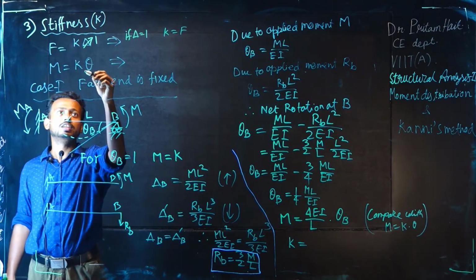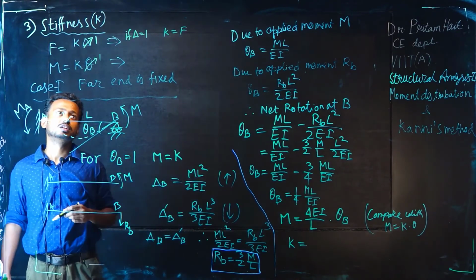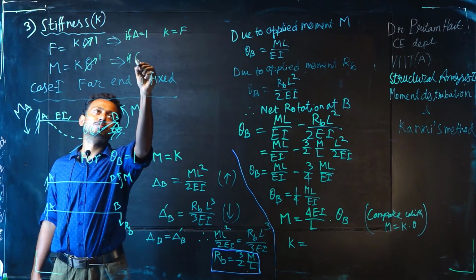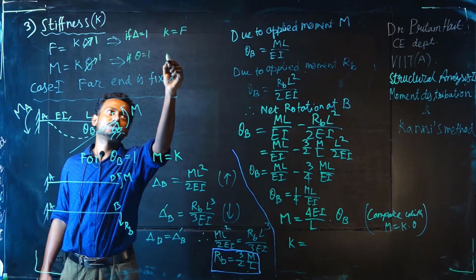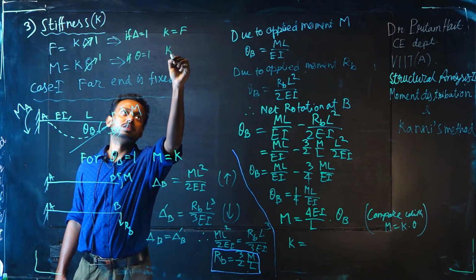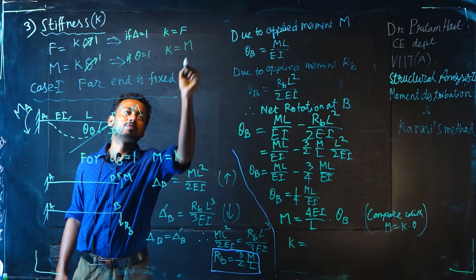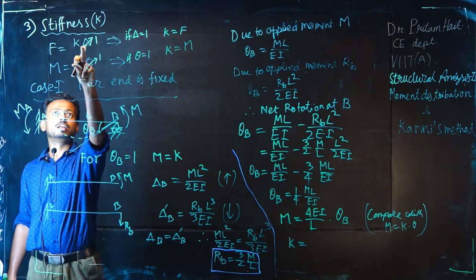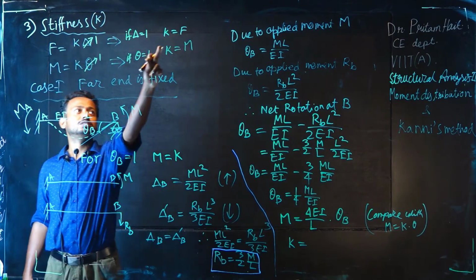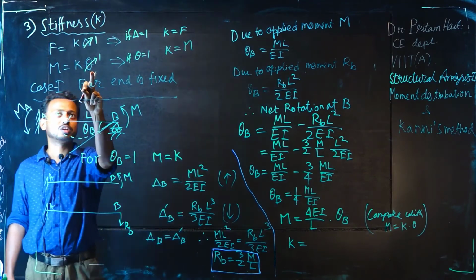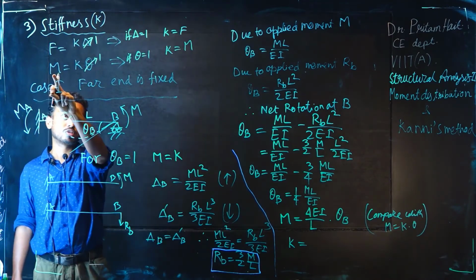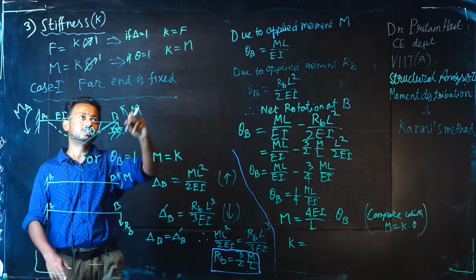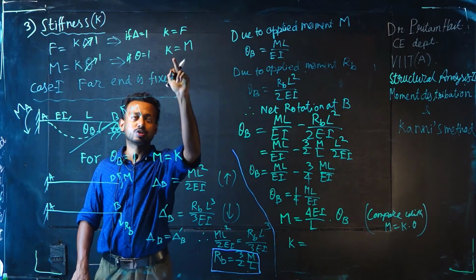In this case, if the rotation is 1, the stiffness equals applied moment. If the rotation becomes 1, the stiffness will be equal to applied moment. That means for unit deformation, the required force is called stiffness. For unit rotation, the required amount of moment is called stiffness. So this is linear and this is rotational.